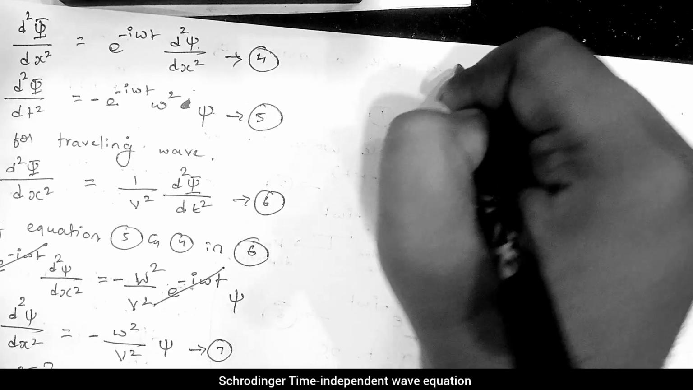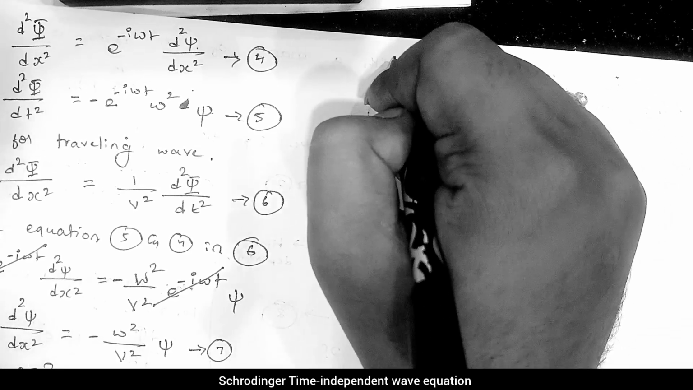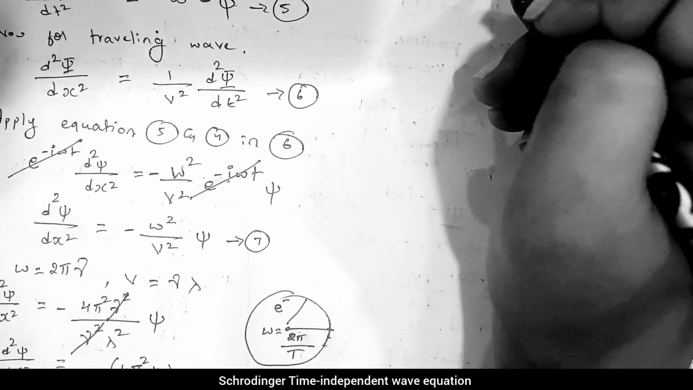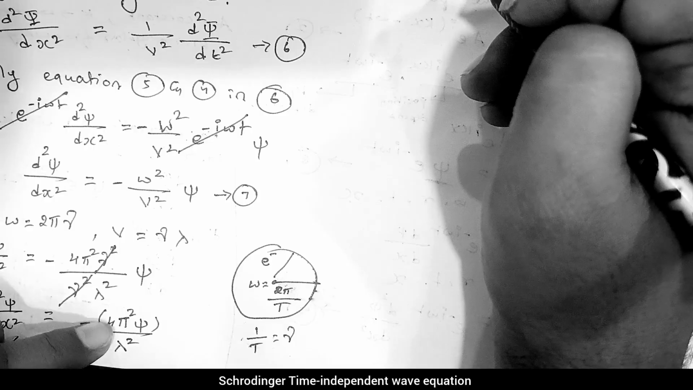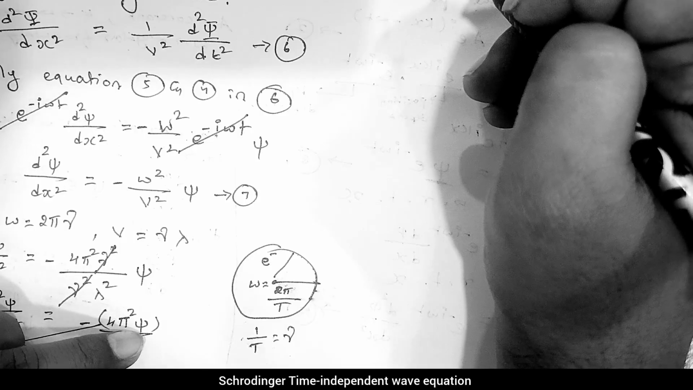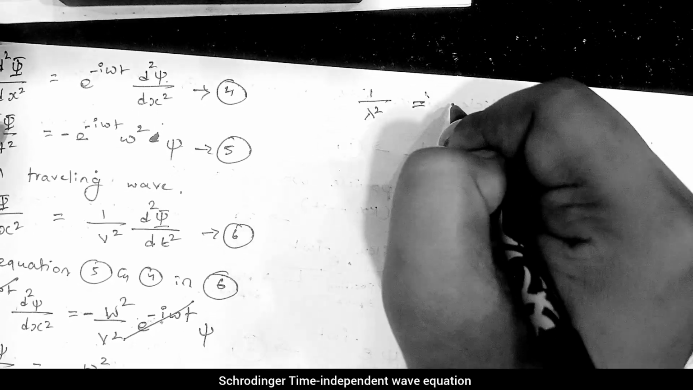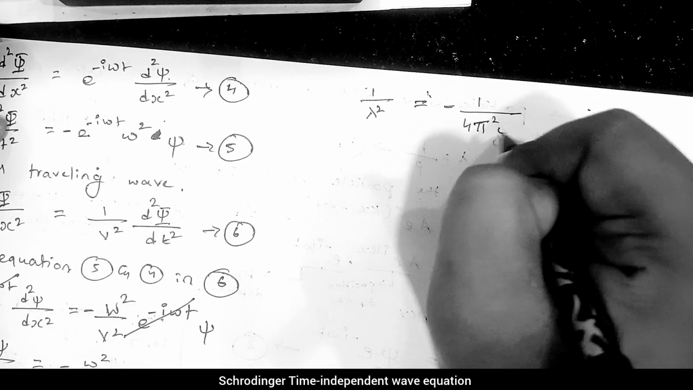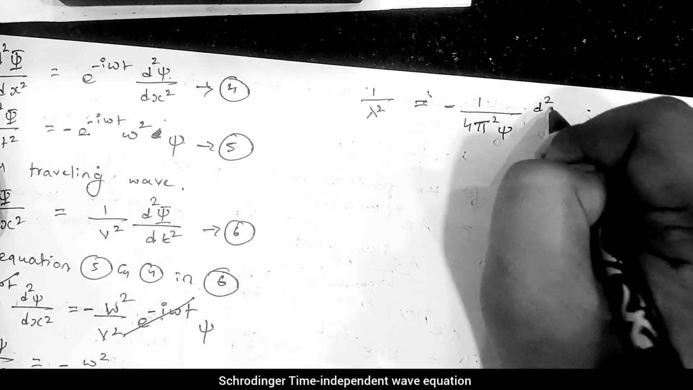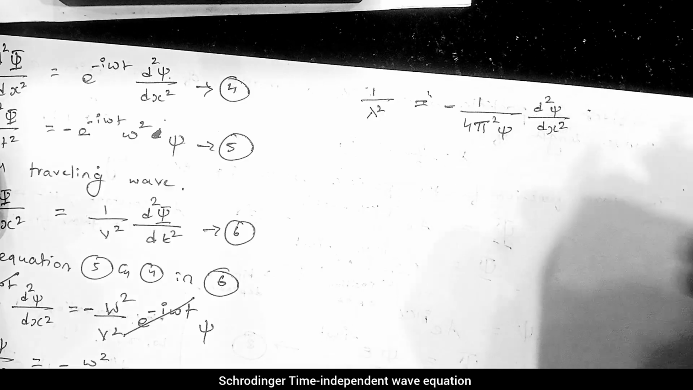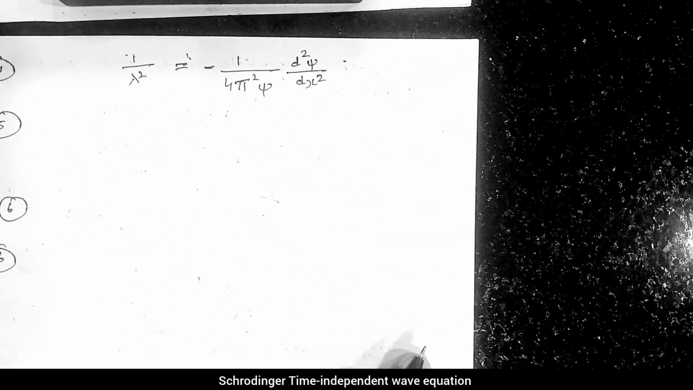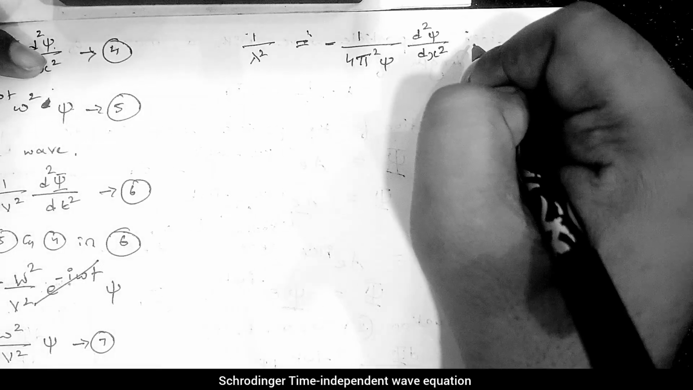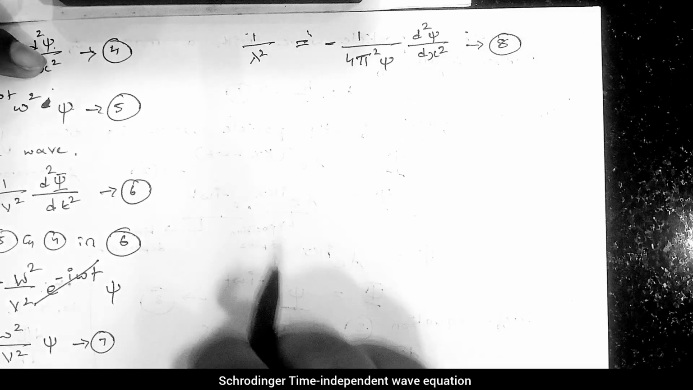Here the value should be written in the form of 1 divided by lambda square. So since 1 divided by lambda square should be written, I will be taking 4 pi square into psi into the denominator side. So the value will become minus of 1 divided by 4 pi square into psi d square psi divided by dx square. So I will be rearranging this term as it is. Got it? I will take this as equation number 8.